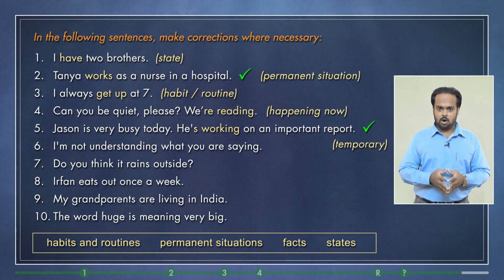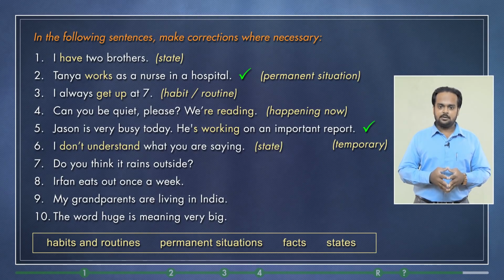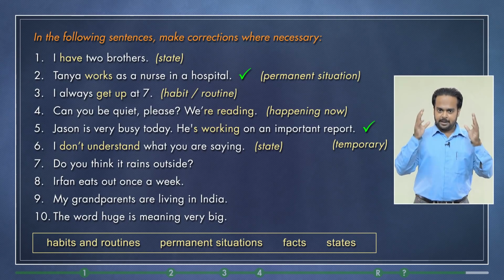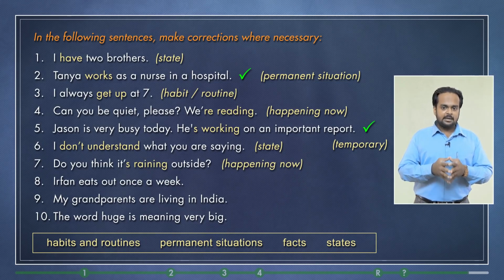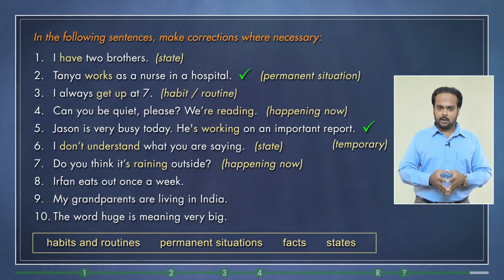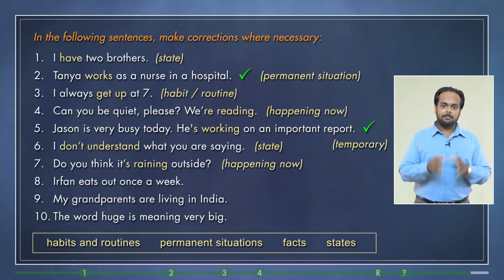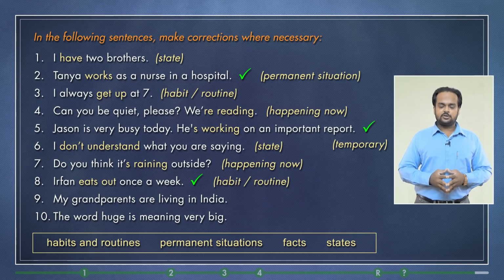Number 6 is wrong. I don't understand is the correct form because understand is a state verb. It's a verb that expresses a mental state. Number 7 is wrong as well. It should be, do you think it's raining outside? Because this question is about something happening now, at this moment. So the present simple tense should not be used here. Number 8 is correct. It talks about habit or routine.